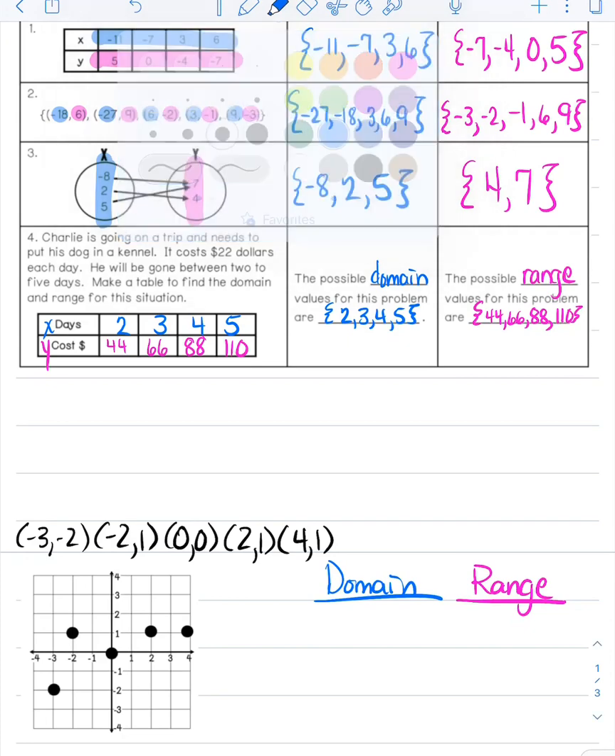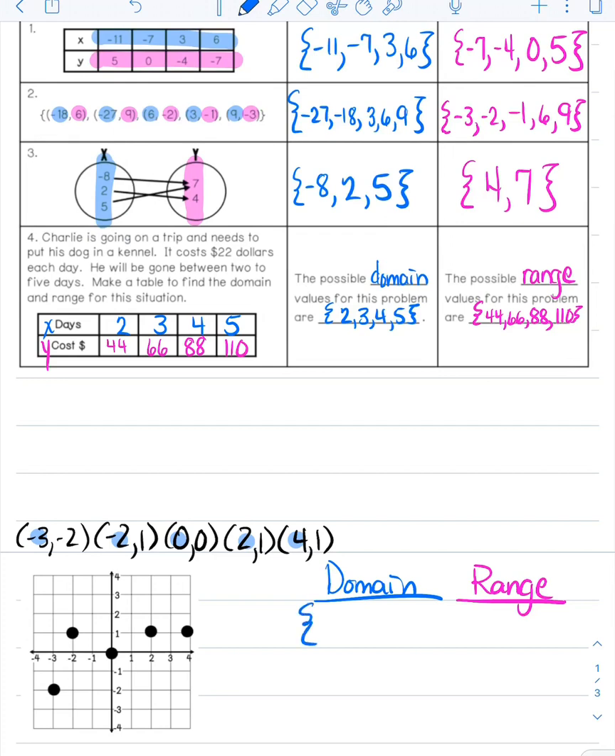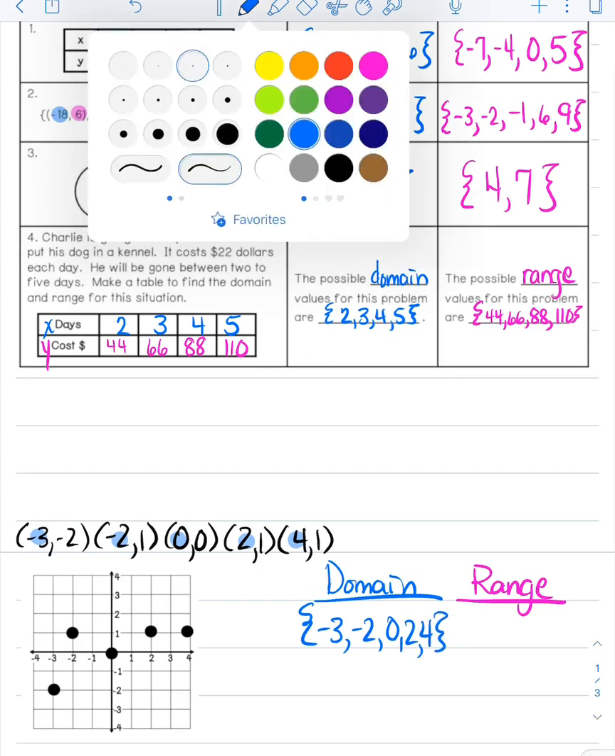All of my x values are my domain. Now you don't have to write the points out as long as I just did, but it helps keep me organized. So my domain values are, let's see what my smallest is, -3, then -2, 0, 2, and 4. So those are my domain values.